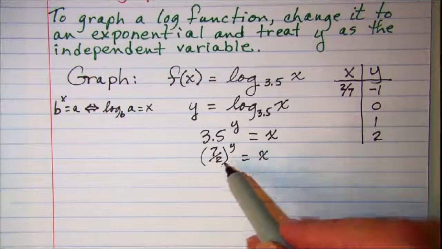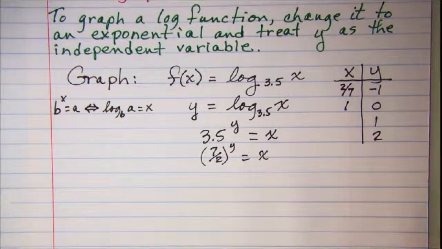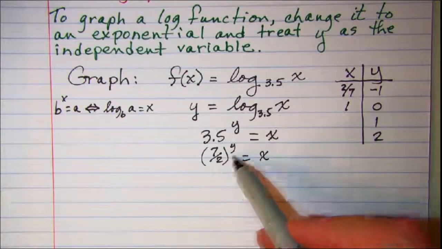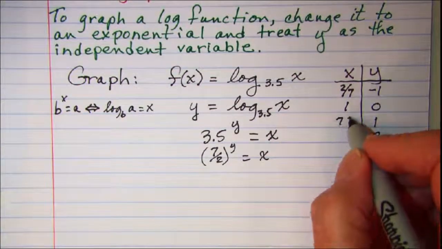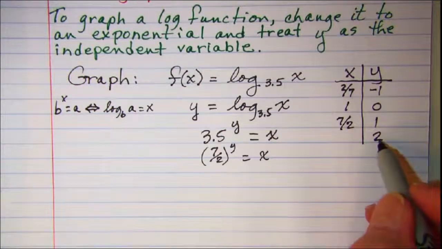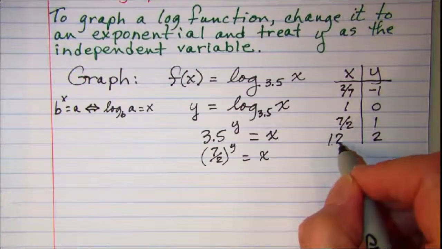When I raise 7/2 to the 0 power, that's equal to 1. When I raise 7/2 to the first power, that's just 7/2, or 3.5. And then when I raise 7/2 to the second power, that's 12 1/4.